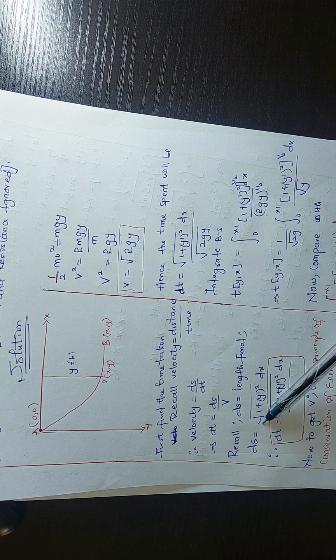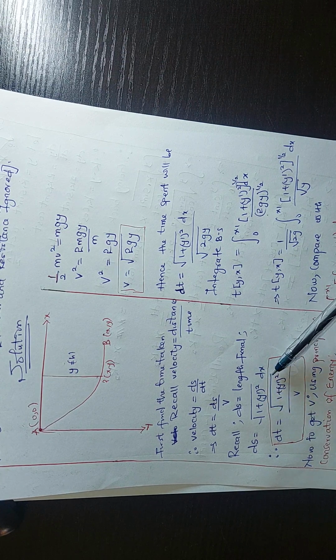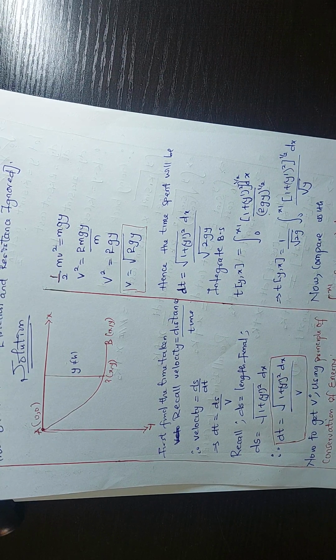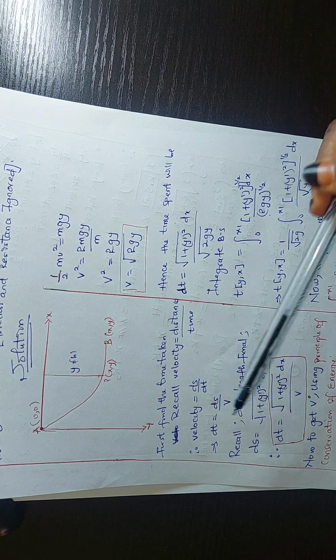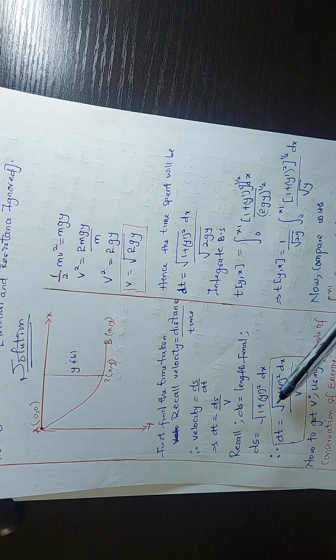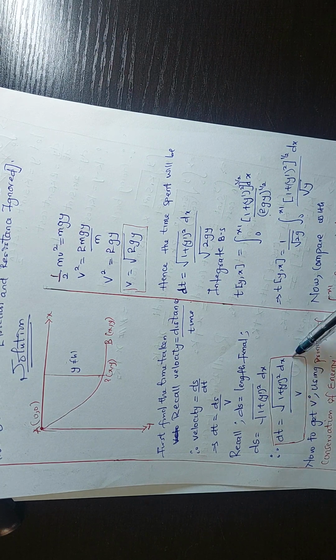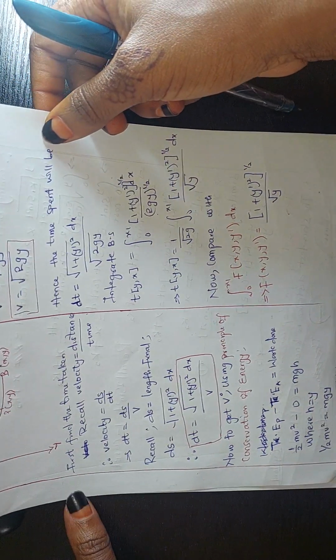So here your ds is equal to the square root of 1 plus y prime squared dx. So therefore it means I can just substitute this into the formula I have initially. So dt will just be equal to the square root of 1 plus y prime squared dx over v. But then I still need to look for v, right? I can't just use v straight up like that.